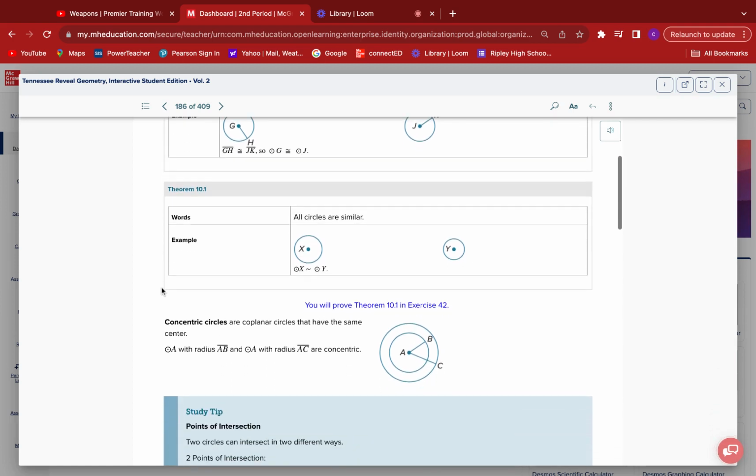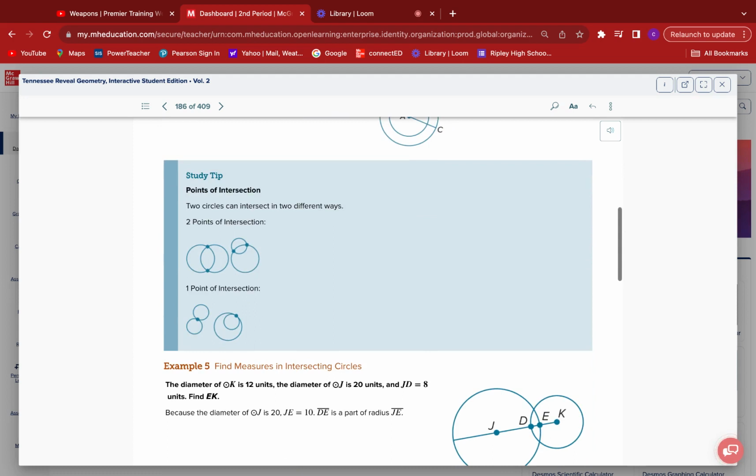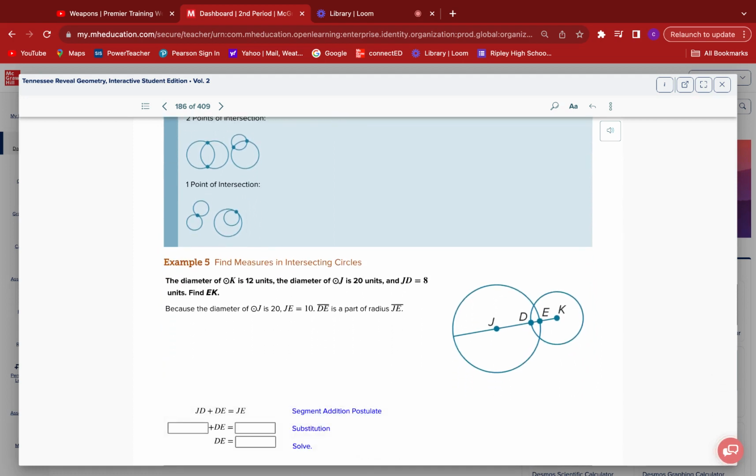So to be concentric circles, you have to have a different radius. So for instance, circle A, there are actually two circle A's here. You got A that has a radius to B, and this, of course, is a smaller radius than A to C, which is much, much longer. So these are concentric circles, but they still are circle A because they both have the same center, circle A and circle A.